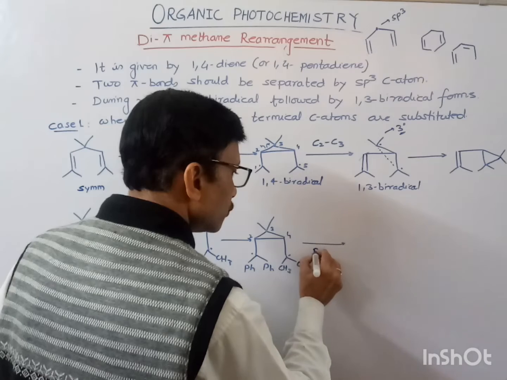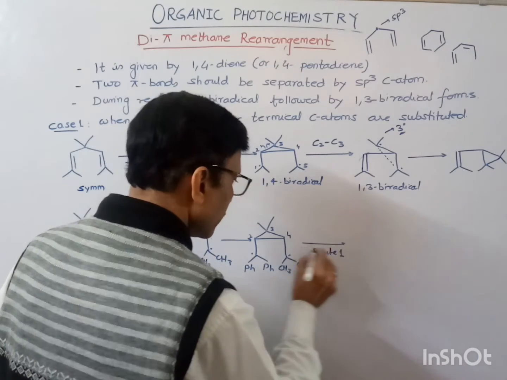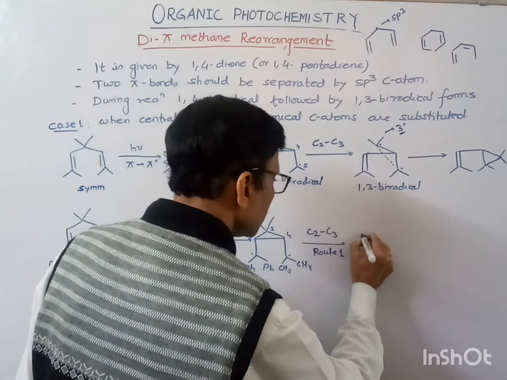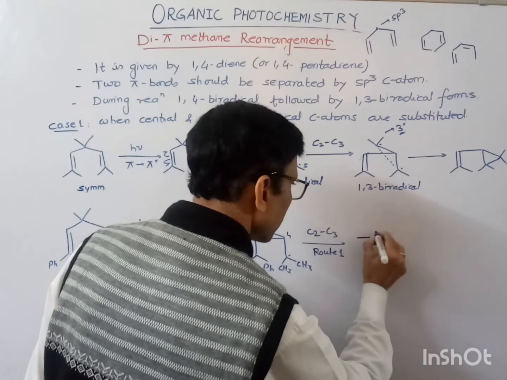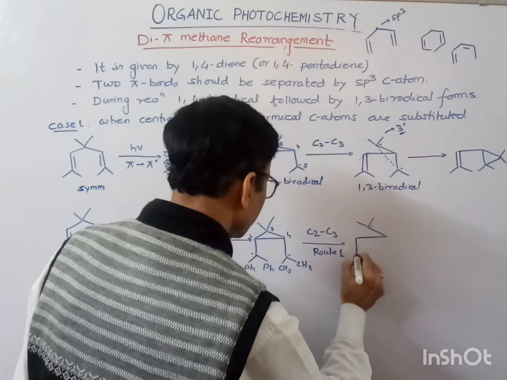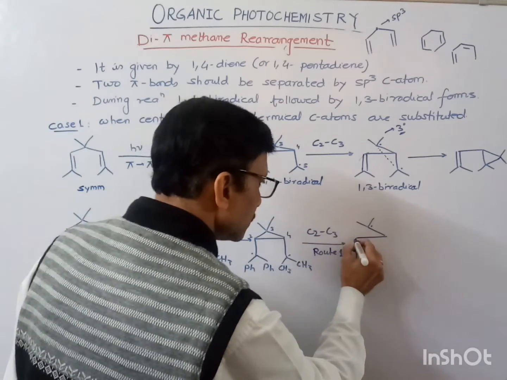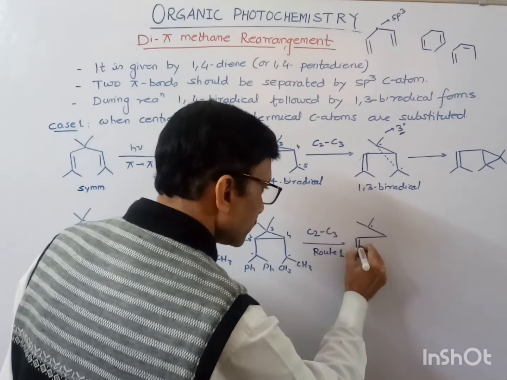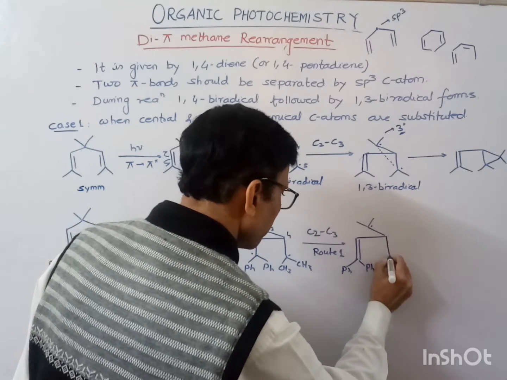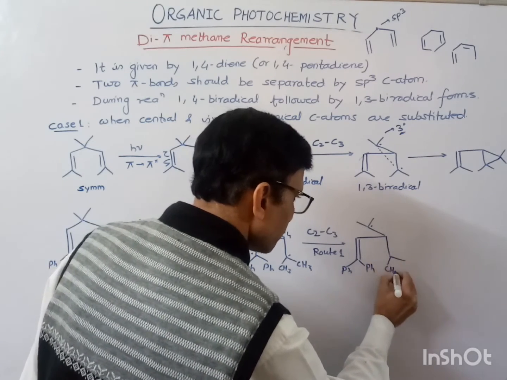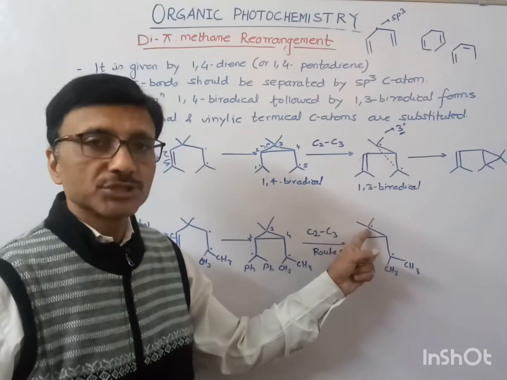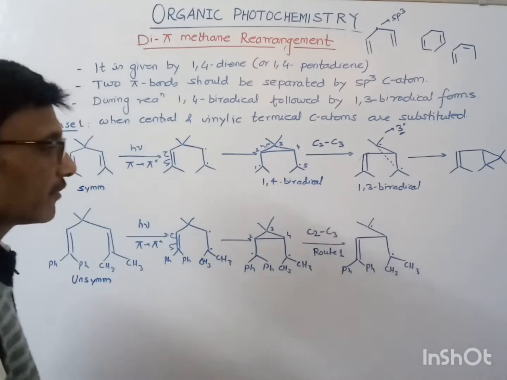Now suppose I follow route 1, where C2-C3 breaks. If C2-C3 breaks, then I can write one radical at C3 and one radical at C2. So this C2 and this one may form a double bond, and now we have radicals. So the driving force is again the formation of this three-membered ring. This is the driving force.